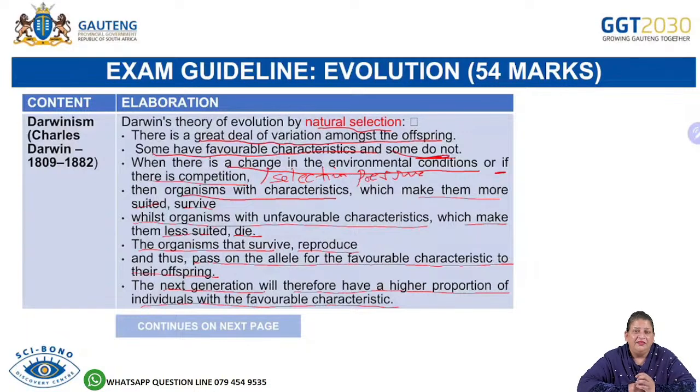And then you also need to know that those that have advantageous characteristics, what is it advantageous for? Is it for camouflage or what? So those that have the advantageous characteristics will survive and they will be able to reproduce, and therefore the allele for the advantageous characteristic will be passed on to the offspring, so that the next generation of offspring have a more suitable characteristic than the previous one. Okay.